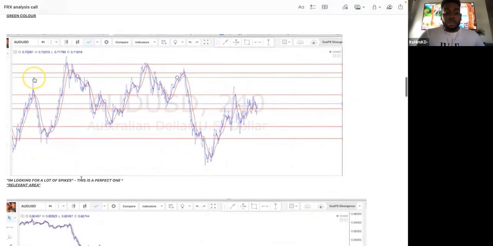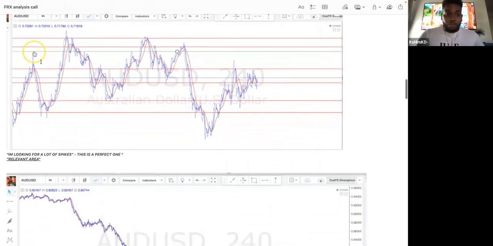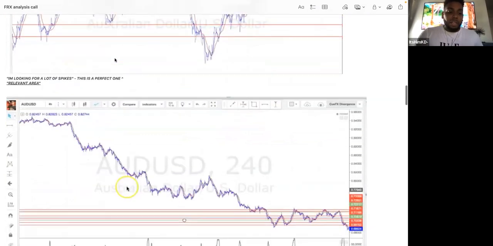I'm looking for a lot of spikes. Okay. This is a perfect one right here. Spikes with like one touch, 2, 3, 4, 5. You know what I'm saying? 6, 7. That's what I look for. All these consecutive touches in that area is a confirmation to me of like, bet the market's gonna hit here and bounce every single time. You know what I'm saying?